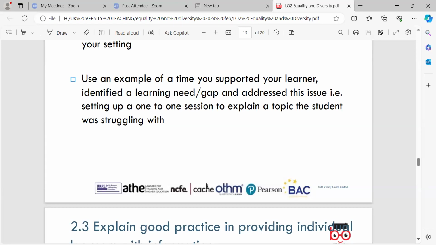Sometimes when you do have a one-to-one session, it's not always a good thing, because I've seen my students don't open up all the time in one-to-one sessions. So it's sometimes a struggle.